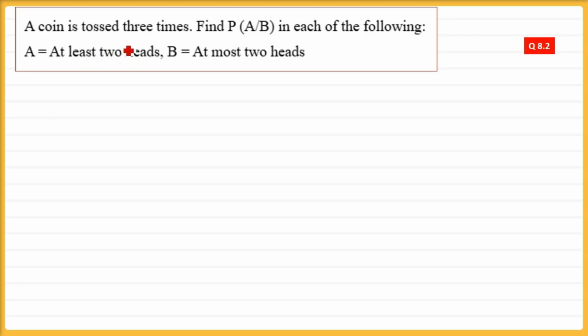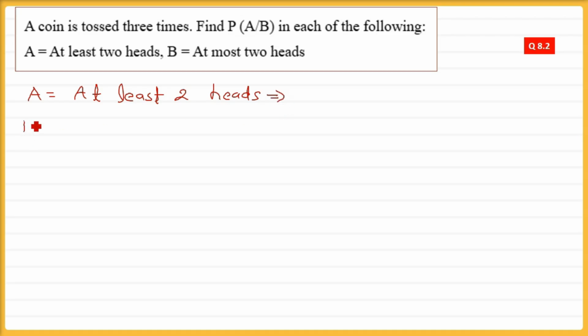A coin is tossed 3 times. Find P(A by B) in each of the following. Now A is given, B is given. A is at least 2 heads, and B, which is at most 2 heads, has already happened. So I'm writing the sets here. A is at least 2 heads. I'm just writing the same thing, no changes.